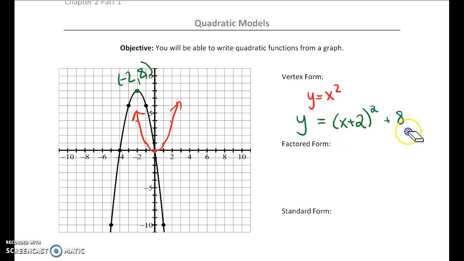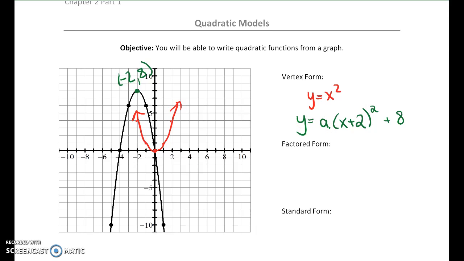Now the one thing that is not included here is this parabola and this parabola do not have the same steepness or the same width. So there actually can be some vertical stretches or shrinks on any of these parabolas. And that comes from the value you multiply the function by, which we'll call a.